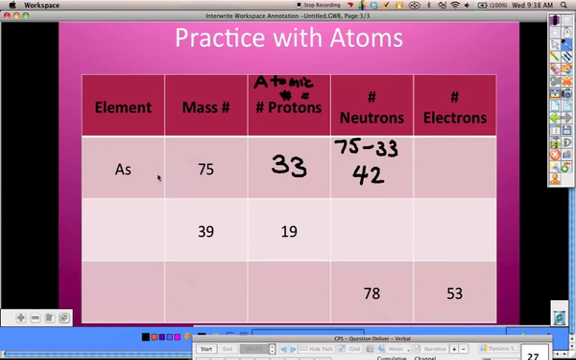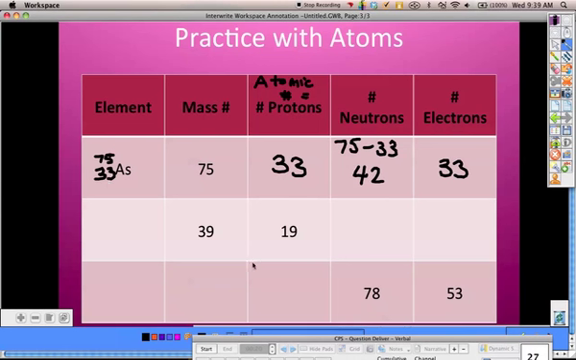Now, this isn't saying anything about a charge. We haven't dealt with ions yet, so we're going to assume it's not an ion. So, how many electrons do we have? 33. Yep, again, protons and electrons are going to be equal so that it can be neutral if we have an atom. Good. So if I wanted to write out my nuclear symbol for this, what number would go on top? 75, yep. It's always going to be the bigger number on top, because the mass is always going to be bigger than the atomic number. So 75, and then what's on the bottom? 33, lovely.